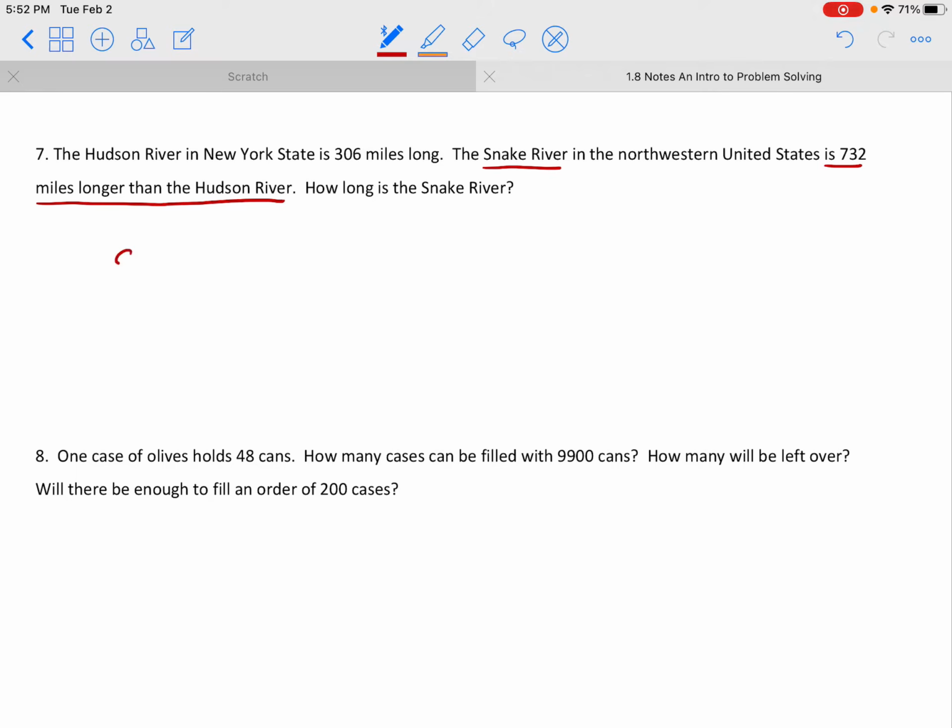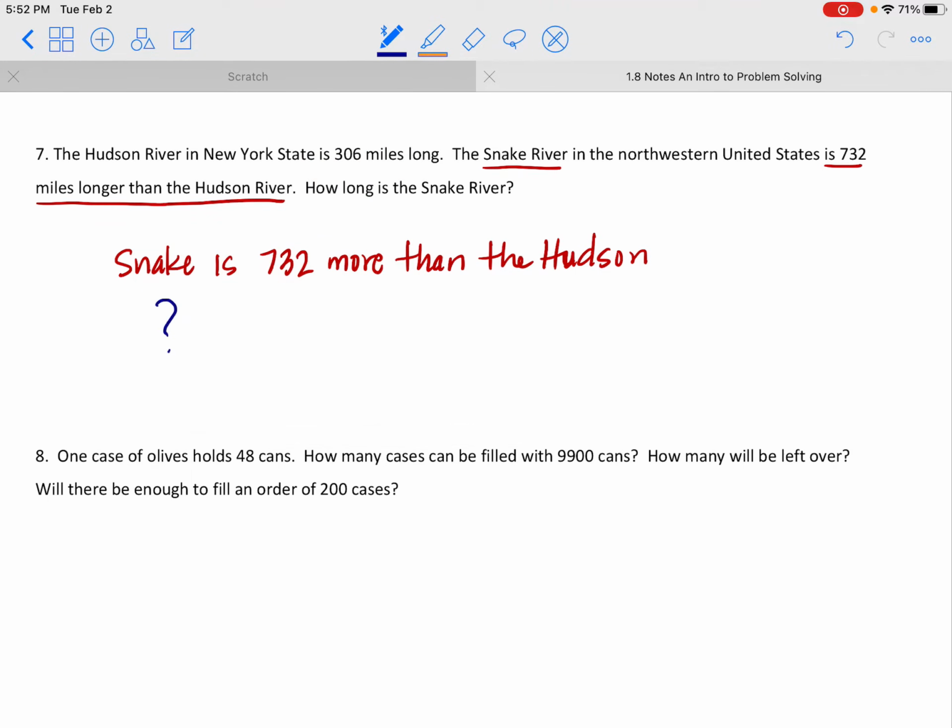Okay? So the Snake is 732 more than the Hudson. I think this would be a better short form. And you see how it took me a couple tries there. It might take you a couple tries too if you're trying to short form it. And some of you are like, I already have the answer. That's you. Cool.